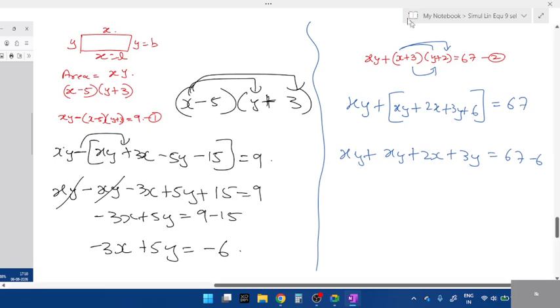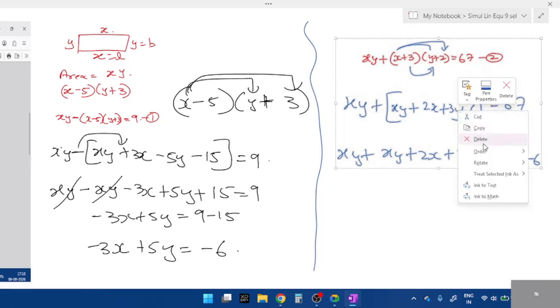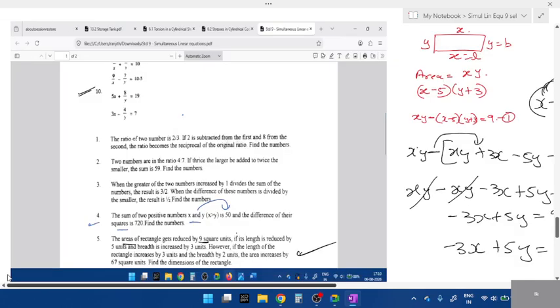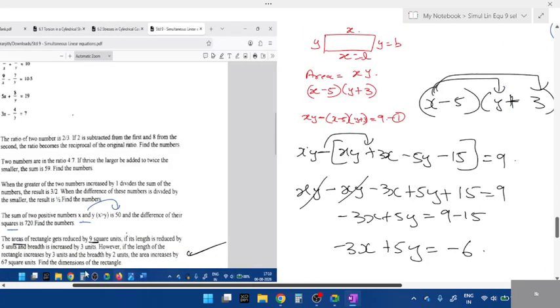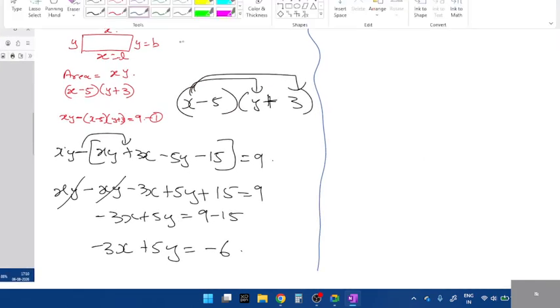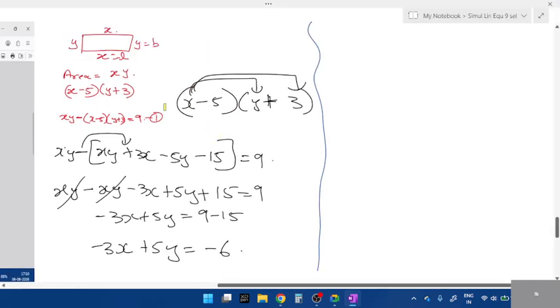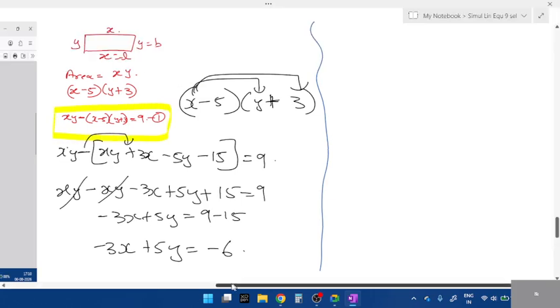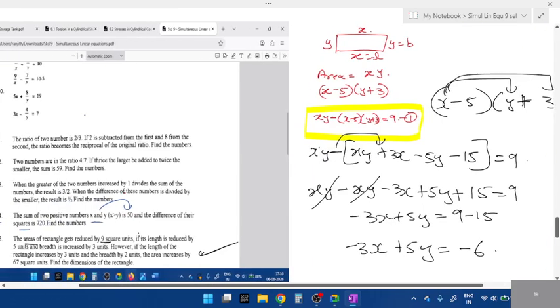No, no, one minute. Because xy should get cancelled. No, the second equation is not like this. Just a minute. However, if the length is increased by 3, the area is increased. Okay, for the first one, was the area increased or decreased?